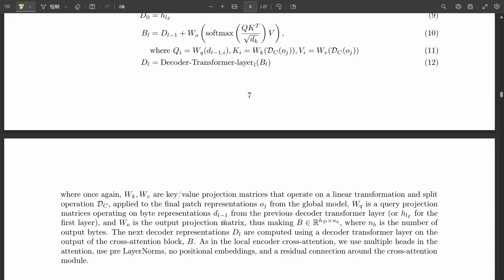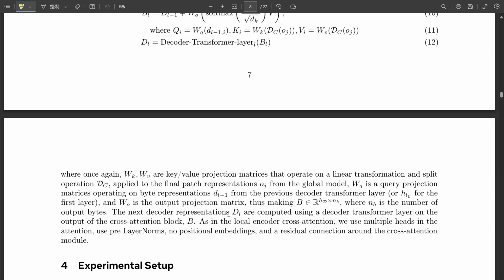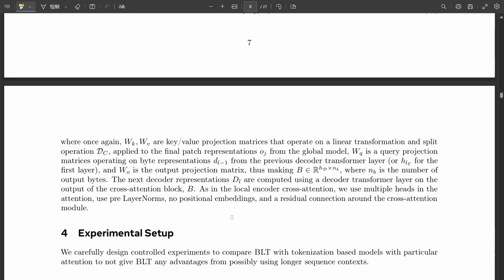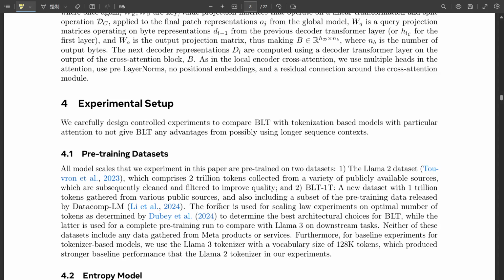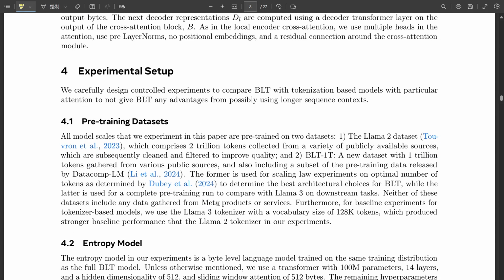So we can't just make everything bigger and assume it'll all work out. Exactly. Those rules that we've figured out for token-based models, they might not apply the same way to BLT. We're in uncharted territory here. There's still a lot to discover.